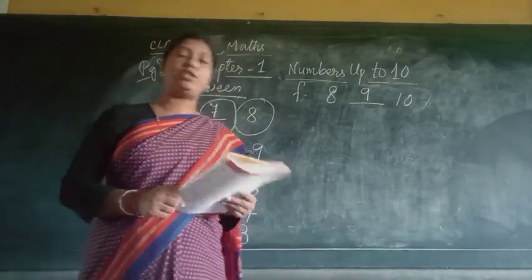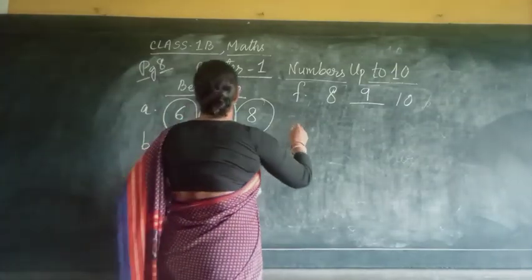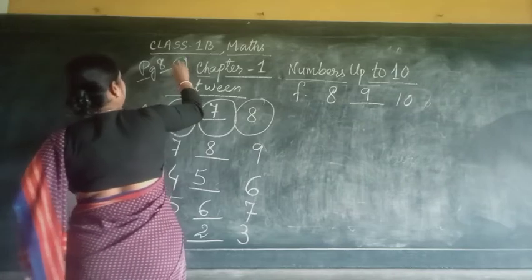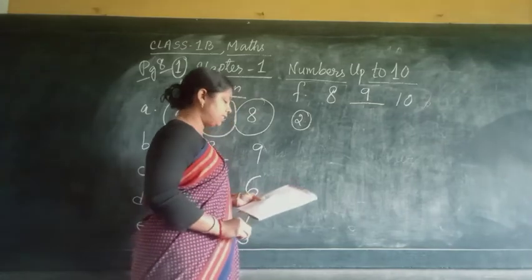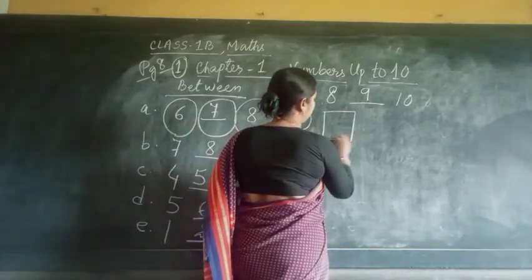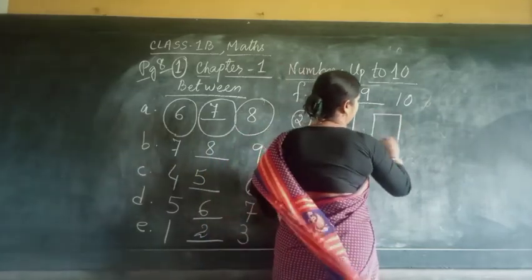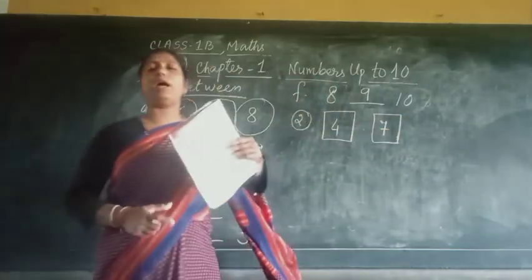Now you see here, this is very interesting. This will be interesting for you also. Number 2, this was number 1. Okay, number 2. Let us see number 2. 4 and 7 are given. Two boxes are made, 4 and 7.